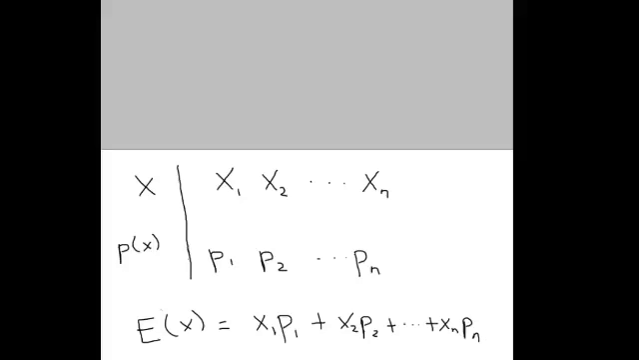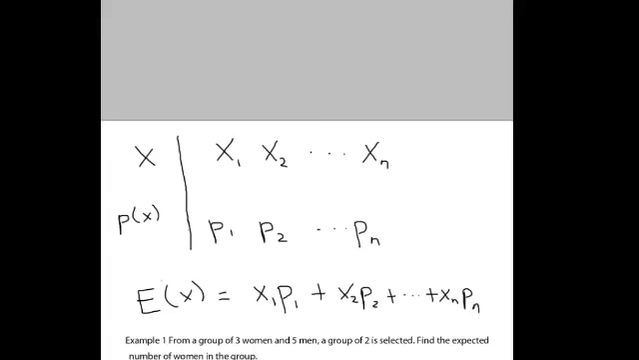Recall from the previous video that the expected value of a random variable x with a finite number of outcomes x sub 1 through x sub n, each occurring with the probability of p sub 1 through p sub n respectively, is the sum x sub 1 times p sub 1 plus x sub 2 times p sub 2 through x sub n times p sub n. Let's see how to use this with some examples.